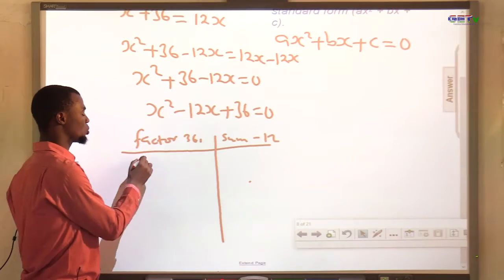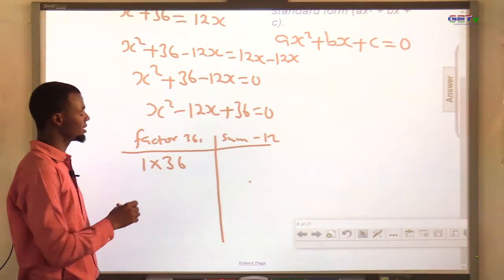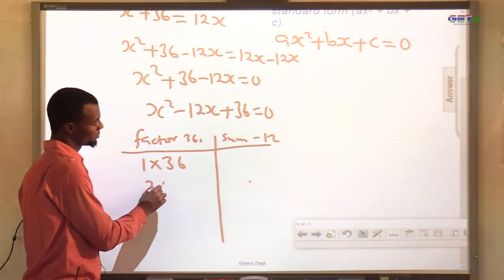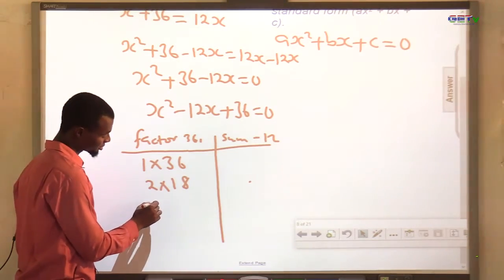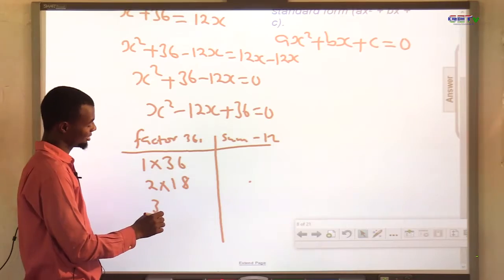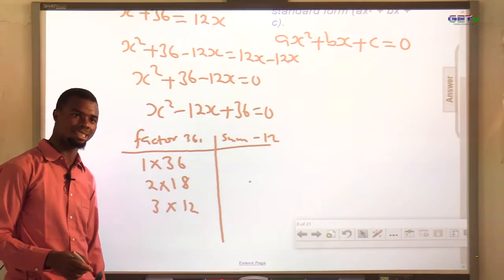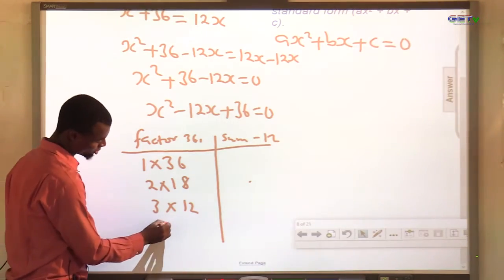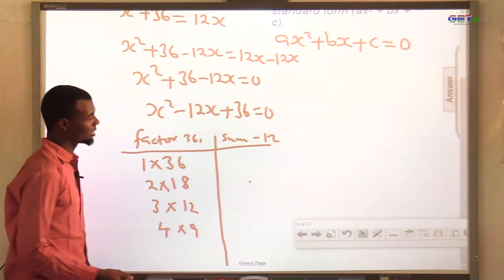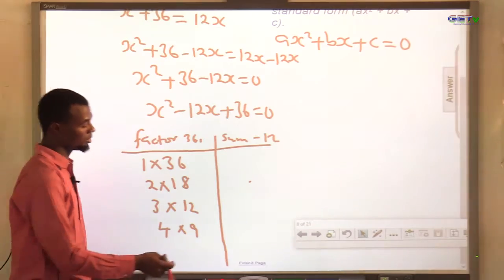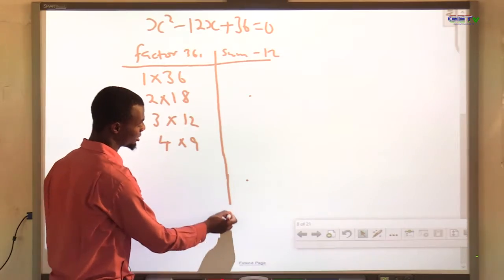Let's list the factors of 36: 1 and 36. The next one is 2 and 18. The next one is 3 and 12. The next factor of 36 is 4 and 9. And the other factors, you can have also negative factors.